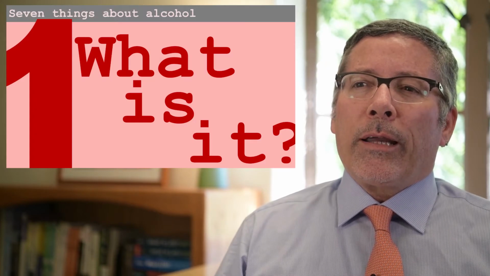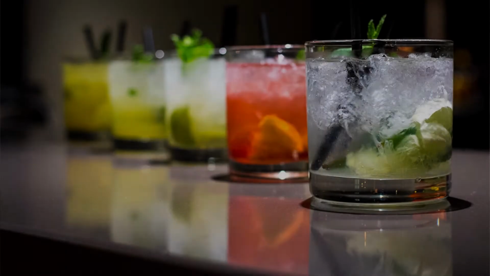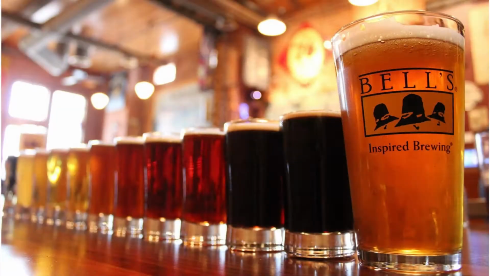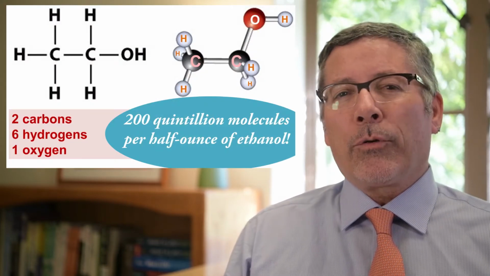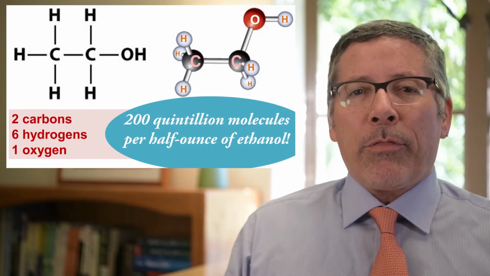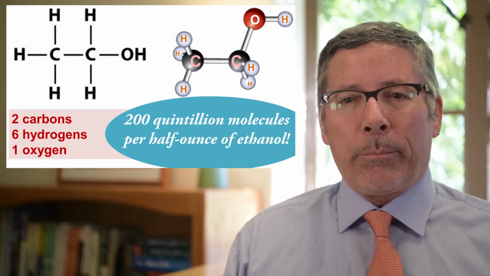When you order a drink, if you order an alcoholic beverage, you get some ethanol. This is a small molecule. It's got 2 carbons, 1 oxygen, 6 hydrogens. It's usually produced by yeast that are consuming sugar as their energy source. There are about 200 quintillion molecules per half ounce of ethanol, something that you would have in an alcoholic beverage.